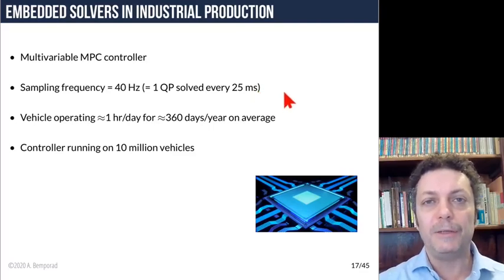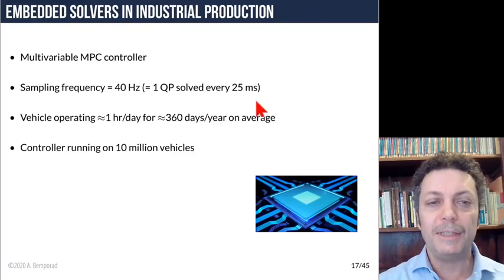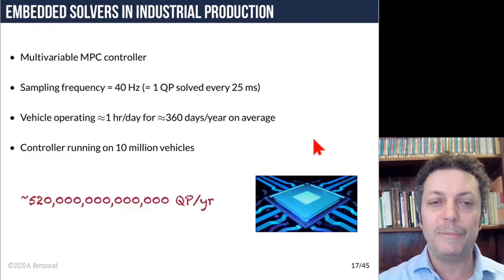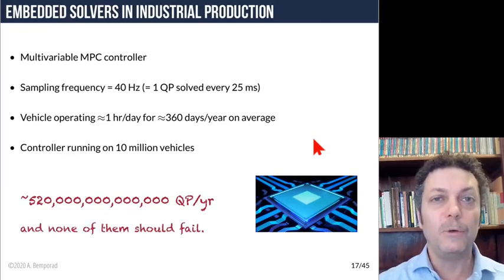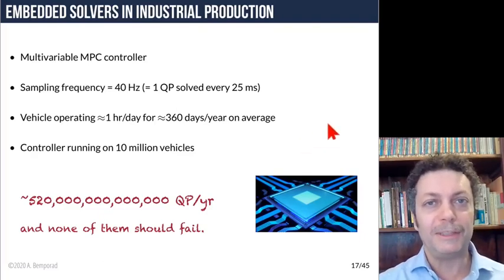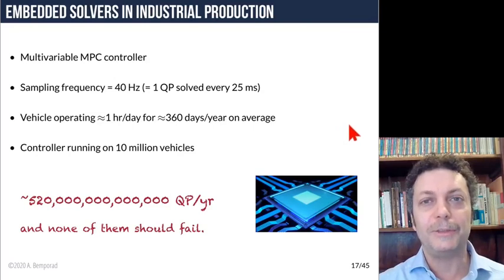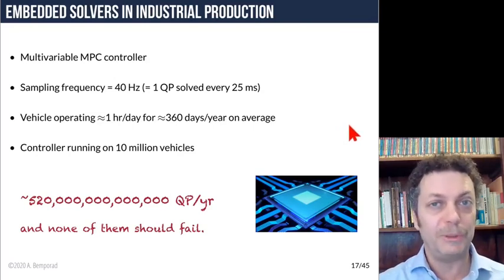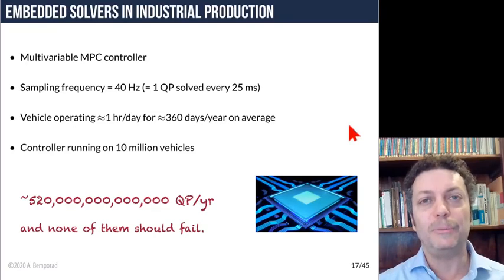And say this is running on a vehicle that operates 1 hour a day over 360 days on average, and that this controller is running on 10 million vehicles. Now, if you do some simple math, you end up solving about 500 quadrillion QP problems every year, and no one of them should fail. So that puts some pressure on us developing the optimization solvers for MPC. You have to make sure that the software implementing the QP solver and the algorithm is very, very robust.